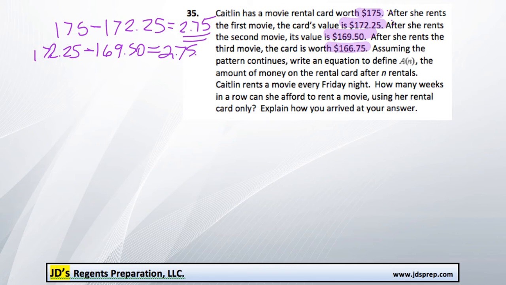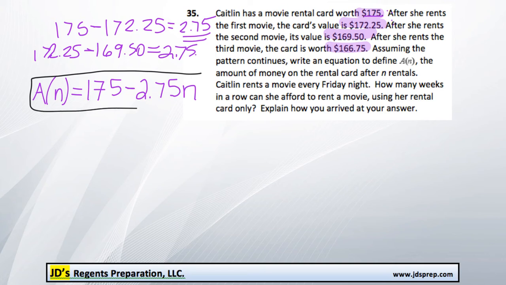So to find the equation, A of n, it starts at $175, right? That's the first amount of money on the rental card. And then we're going to take away $2.75 for every movie rented, and that's represented by our variable n. So that is our equation. That's the first part of the question solved.